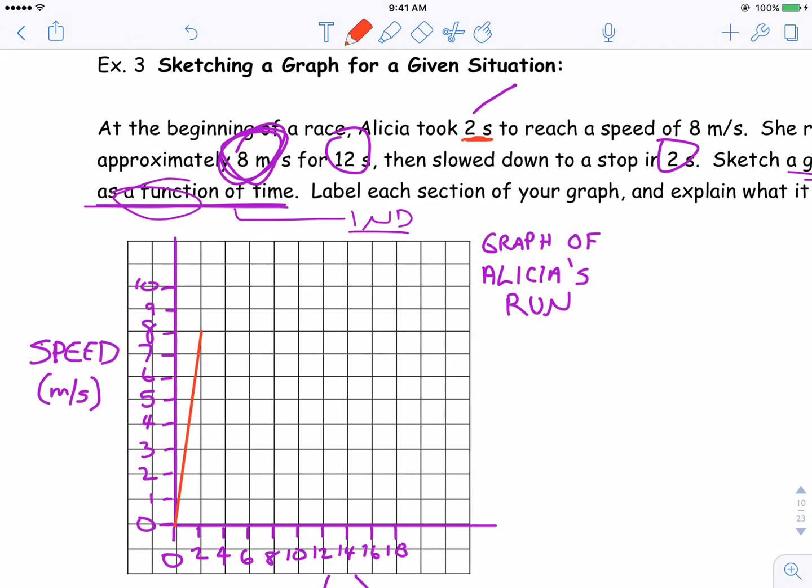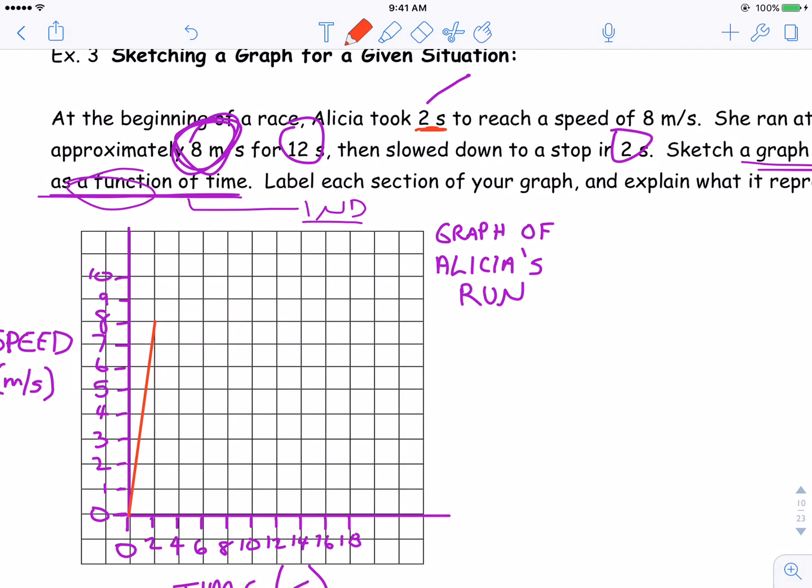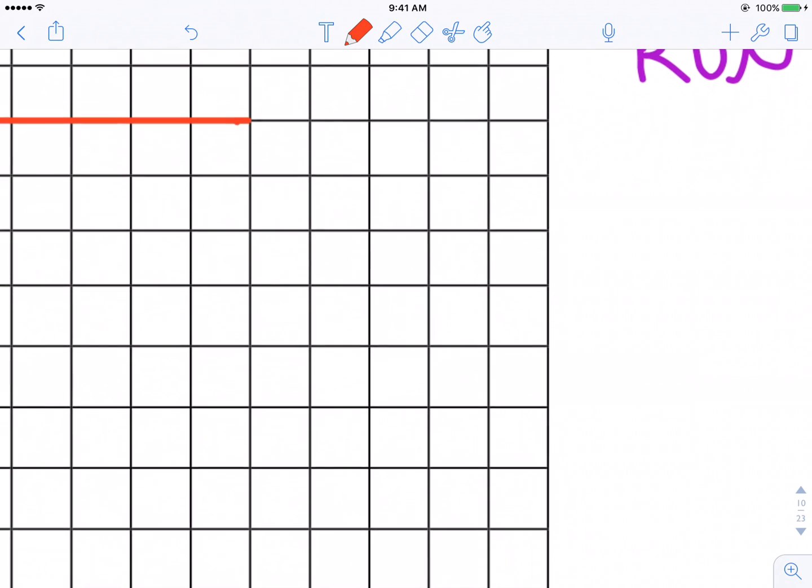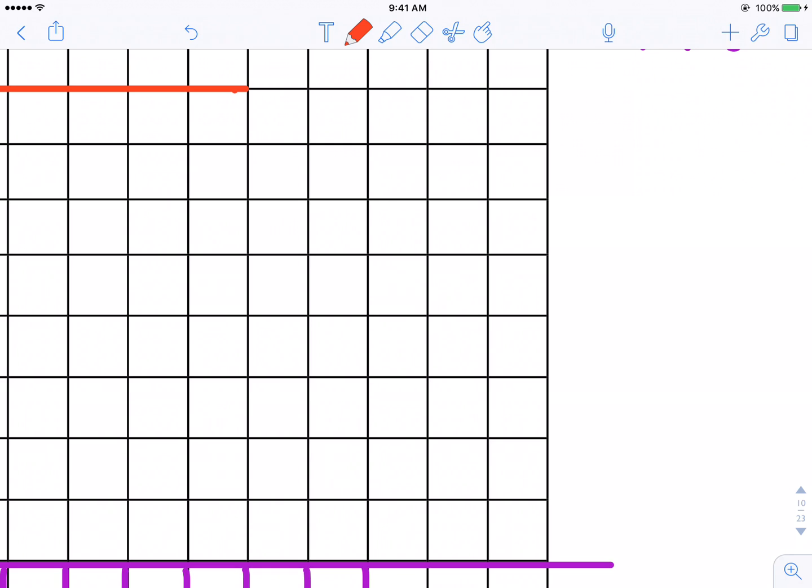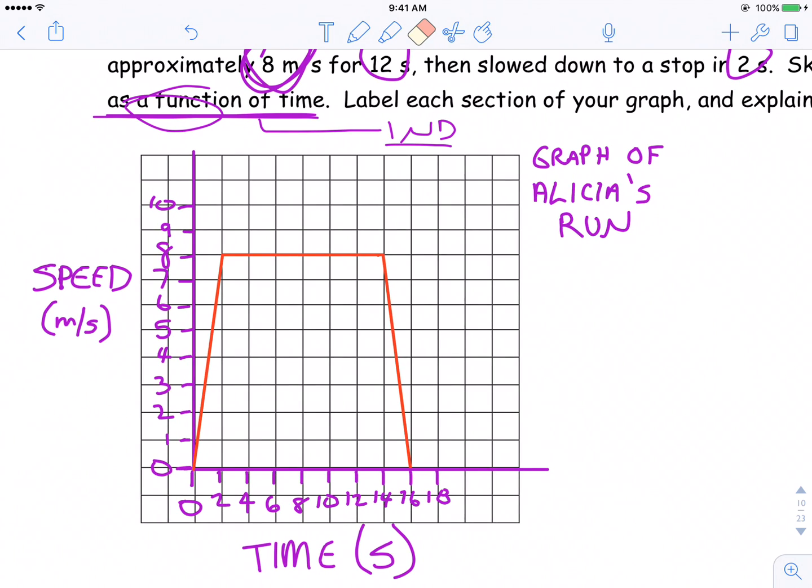She then ran at approximately 8 meters per second for 12 more seconds. So from here, 12 seconds, her speed doesn't change, it stays the same. 2, 4, 6, 8, 10, 12 seconds. And then she slowed down to a stop in 2 seconds. Let's try this. There. So there's our graph of Alicia's run.